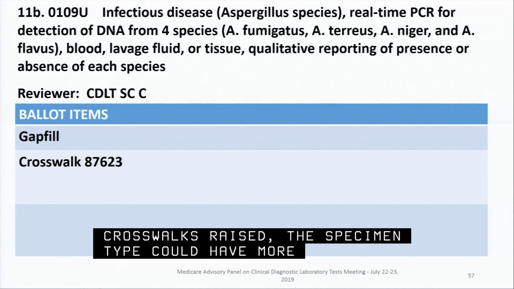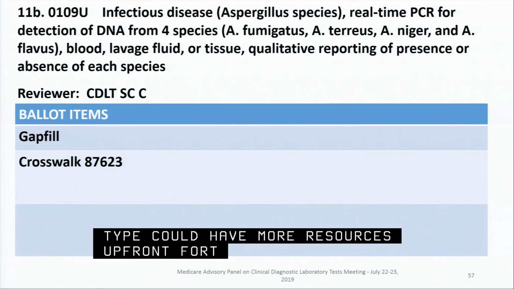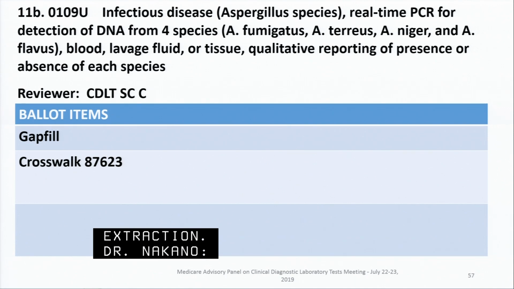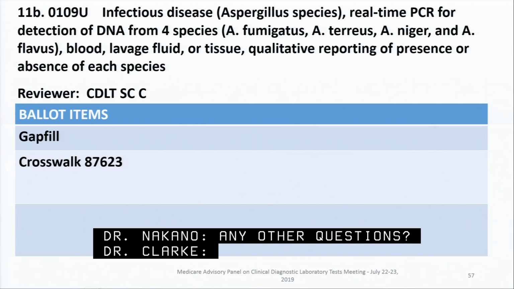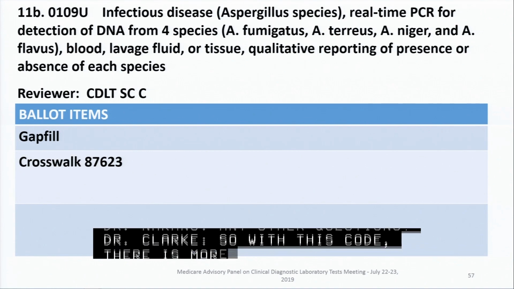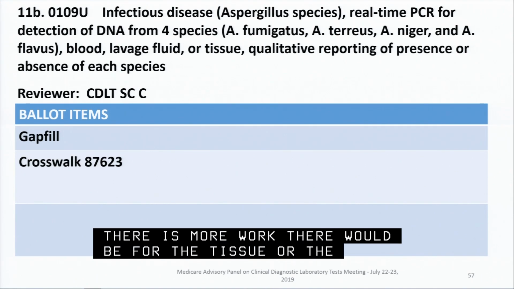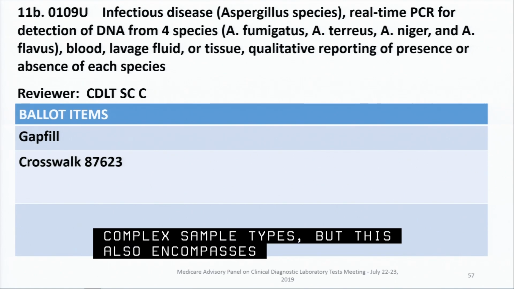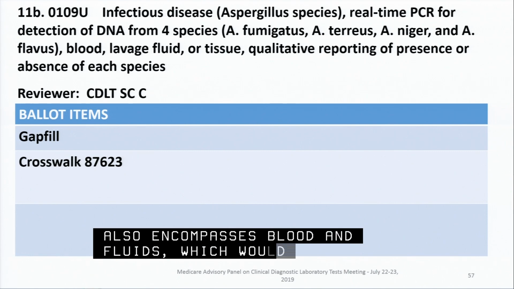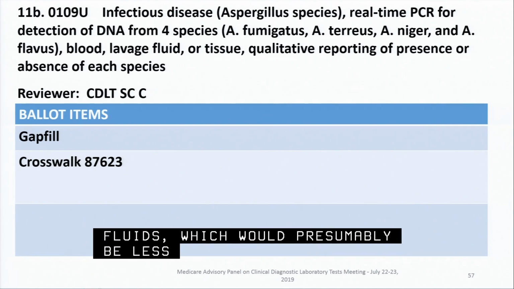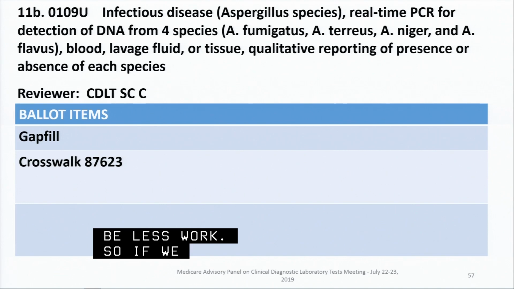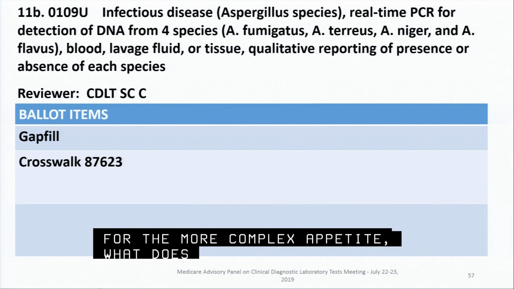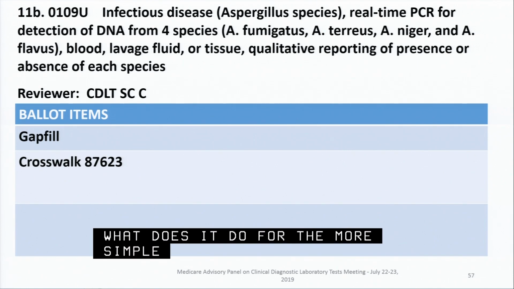Any other questions? So again, I have a question. This is Bill Clark. So, this code, there's more work that would be for the tissue or some of the more complex sample types, but this code also encompasses blood and fluids, which presumably would be less work from my perspective. So since it's encompassing these multiple sample types, if we adjust the crosswalk for the more complex sample type, what does that do for the more simple sample types? It seems kind of a thorny issue there. But I don't do molecular testing.